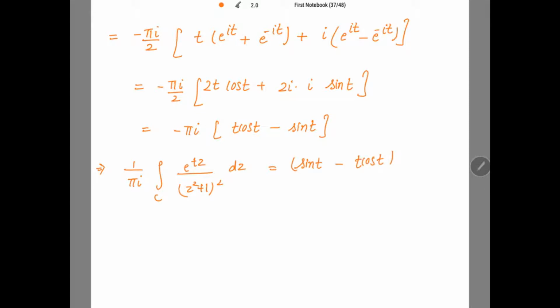We also need 2 here in the denominator. We need 2 pi iota, so just multiply both sides by 2. So this is 2 pi iota integral over C e to the power tz over z square plus 1 whole square dz is equal to sin of t minus t cos of t into 1 by 2. Finish.